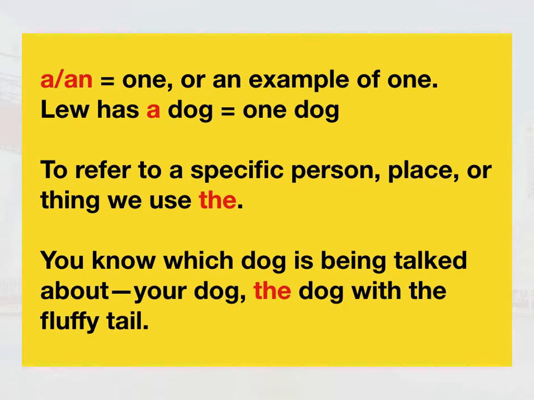As we look at these, you should be aware that a or an is the equivalent of one, or an example of one. Lou has a dog. One dog. To refer to a specific person, place, or thing, we use the. You know which dog is being talked about. Your dog. The dog with the fluffy tail.